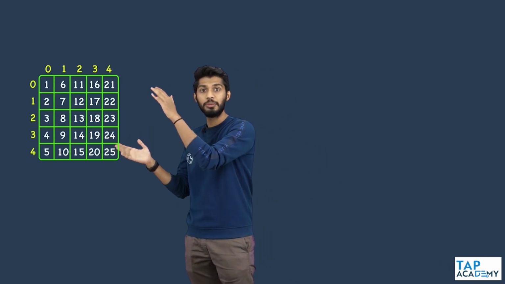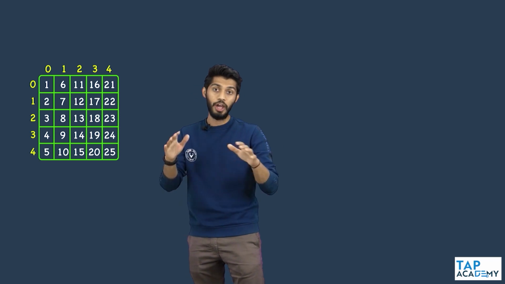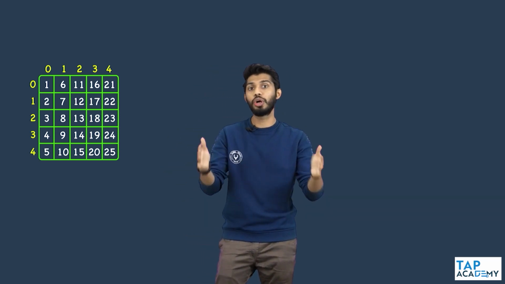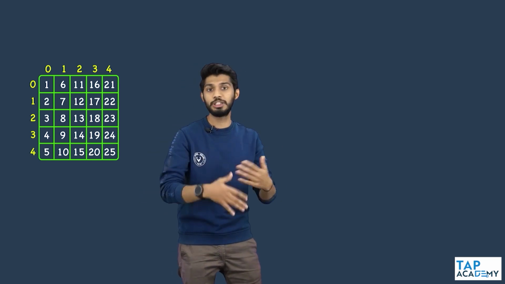So what exactly is the question? The question is very simple. You are given an n cross n matrix, something like this. So it's a square matrix. Now all that you need to do is find the transpose of this particular matrix. I hope you guys already know what exactly a transpose of a matrix means.